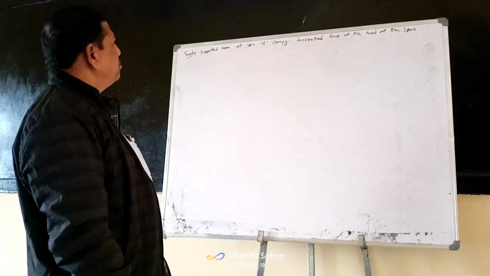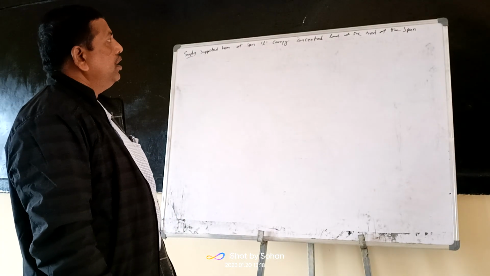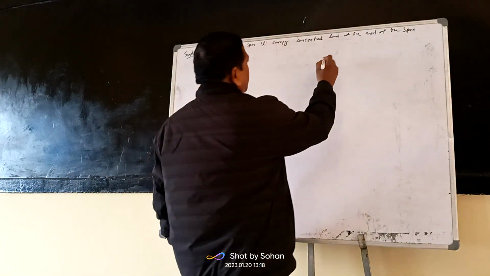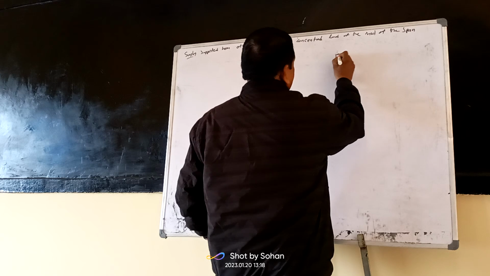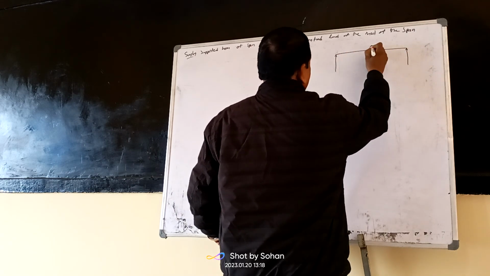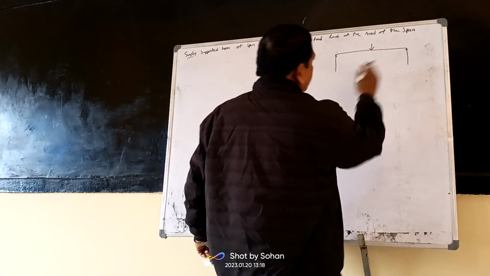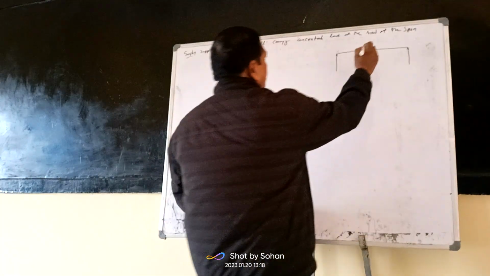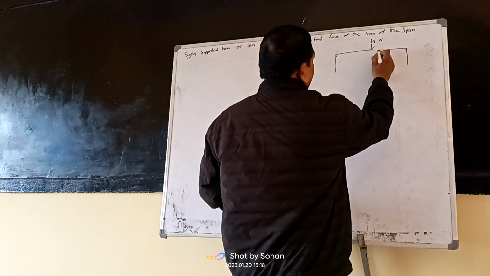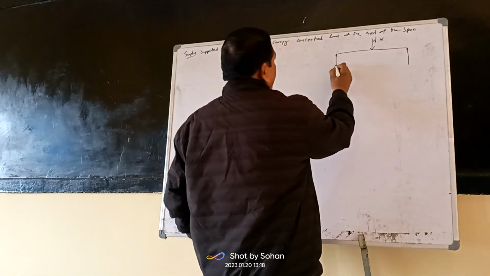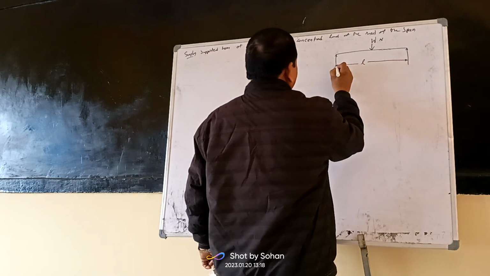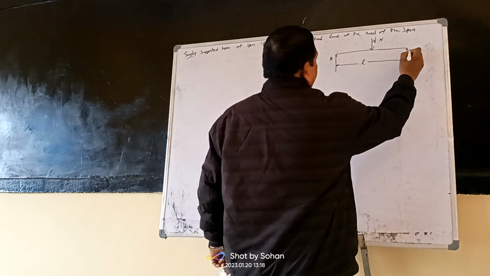Simply supported beam of span L carrying a concentrated load at the mid of the span. So we have to draw the simply supported beam. This is a simply supported beam and the load W Newton is applied at the center of the beam, and the total length of the beam is equal to L and the support ends are A and B.